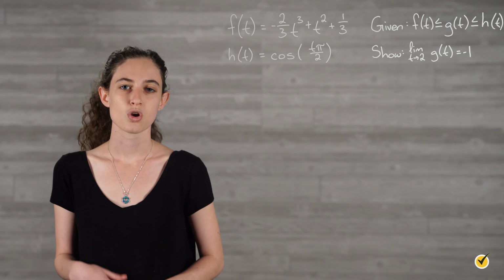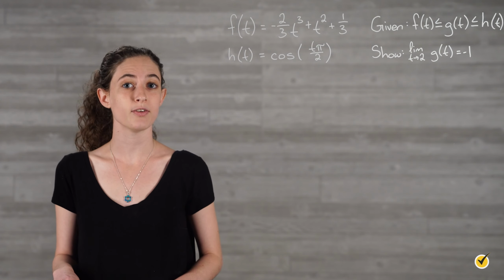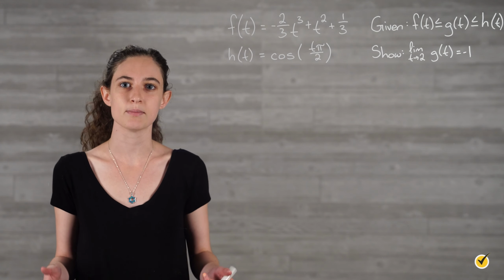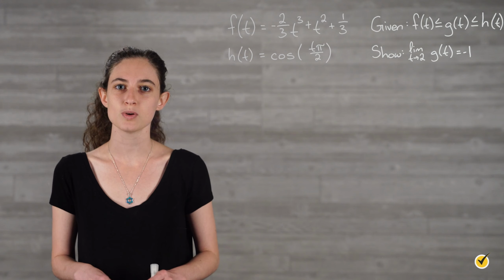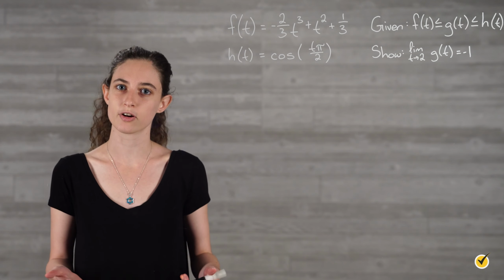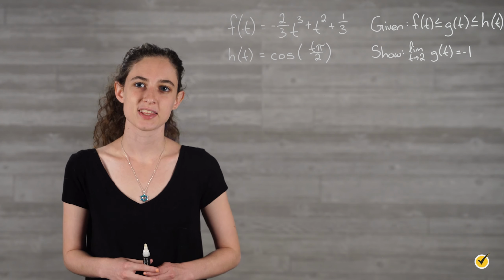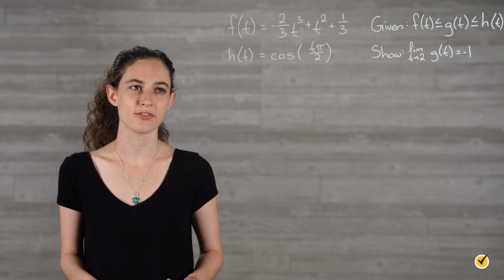prove this limit. All we need to show is that the limits of f of t and h of t are the same as t approaches 2. Since we know that g of t is pinched in between them, if those limits match, we'll have our limit. Let's start by looking at the limit as t approaches 2 of f of t.